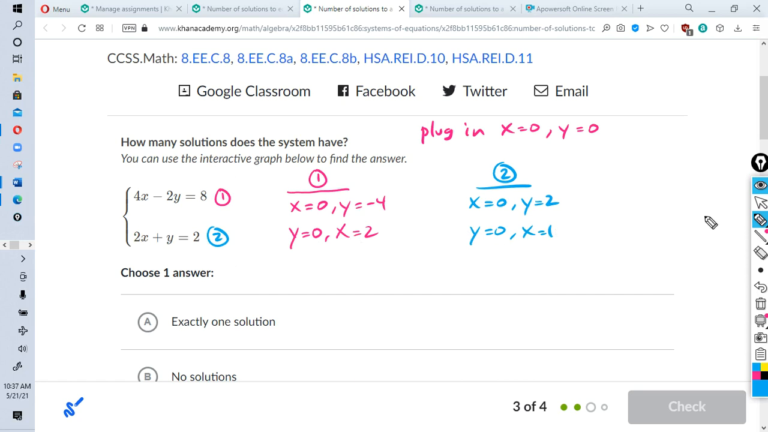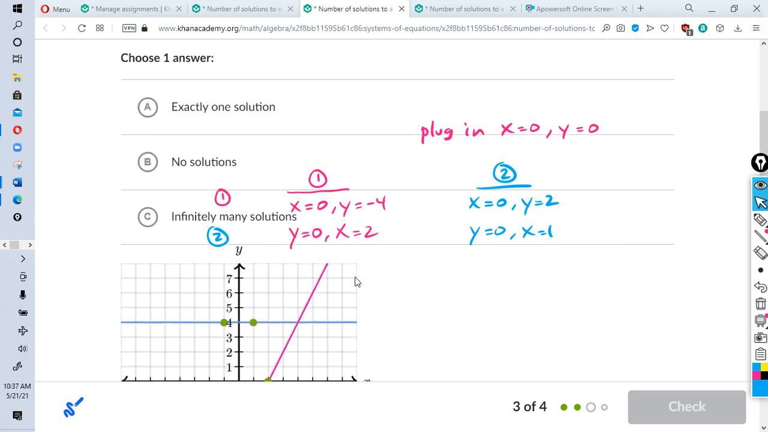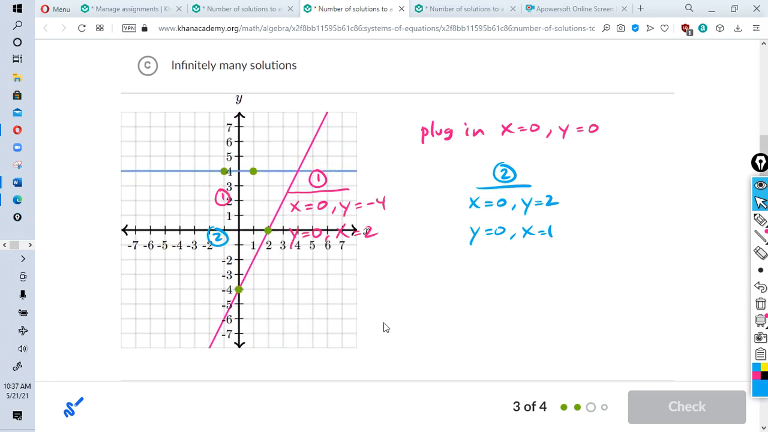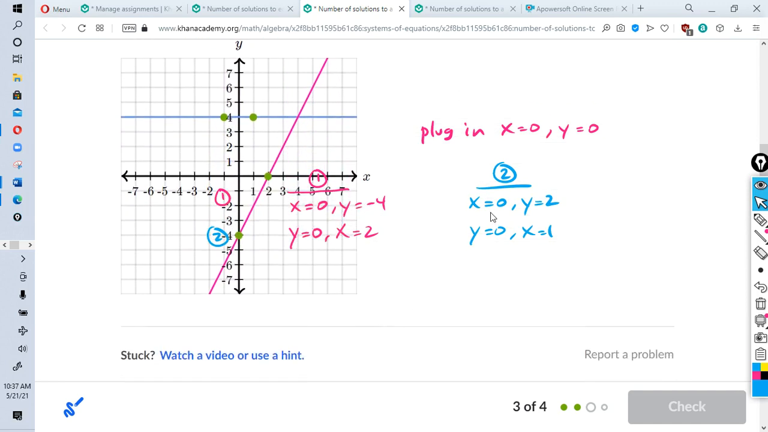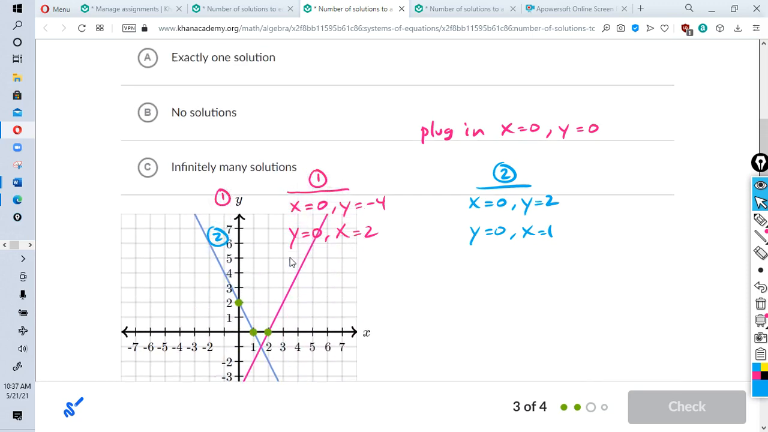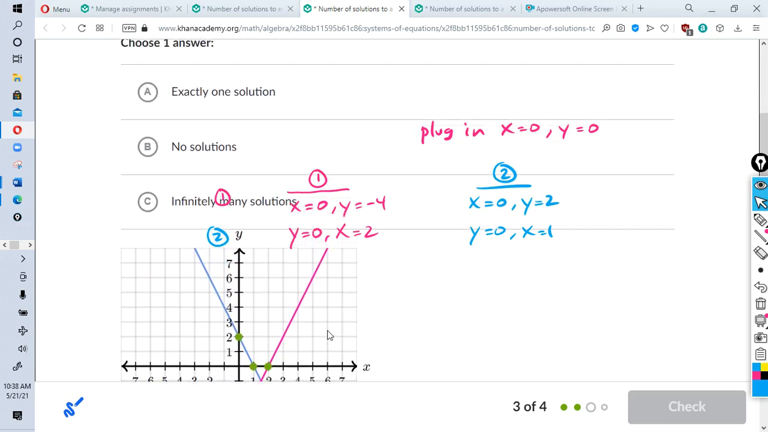So going to the graph, x equals 0, y equals 2. So now I'm on the other line here. X equals 0, y equals 2, so that's right here. And then the other one, x equals 1 when y equals 0. So I take the other point and go to x equals 1 at y equals 0. We can clearly see right there the two lines intersect at that one point. So it's exactly one solution.